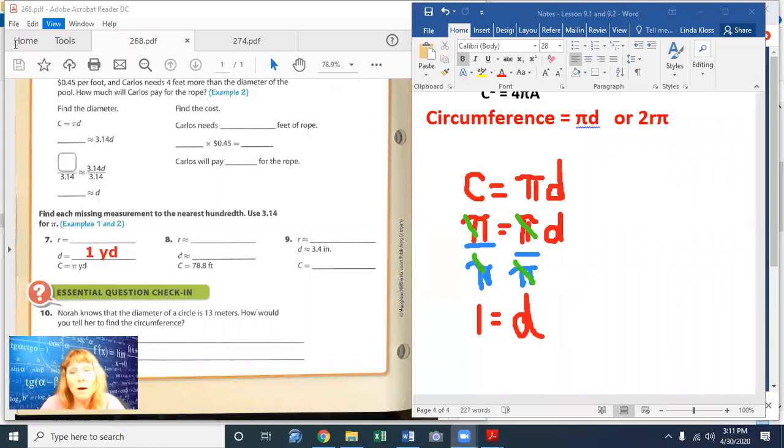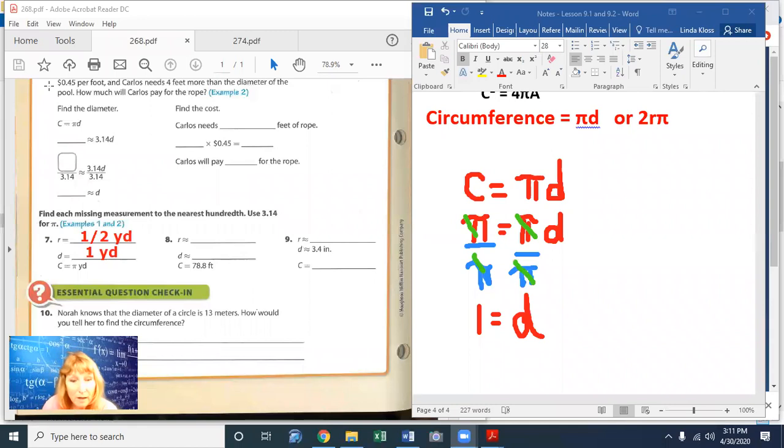Okay. What about the radius? What would that be equal to? Remember the radius? It takes 2 radiuses to make a diameter, 2 radii. So half of the diameter, half of 1 exactly is 1/2. So 1/2 a yard is the radius.